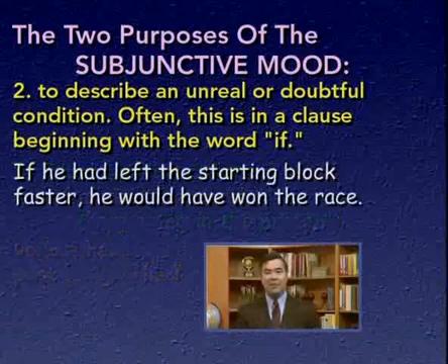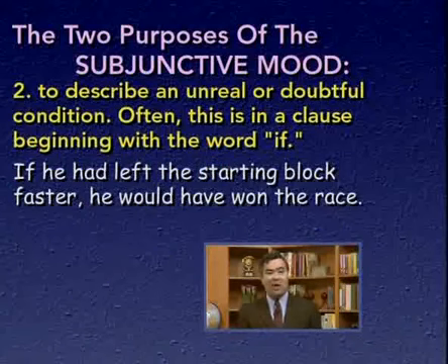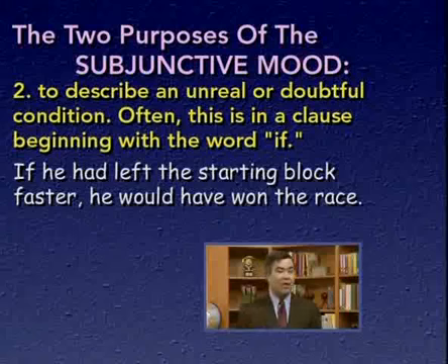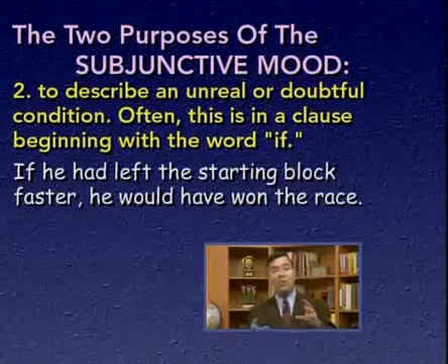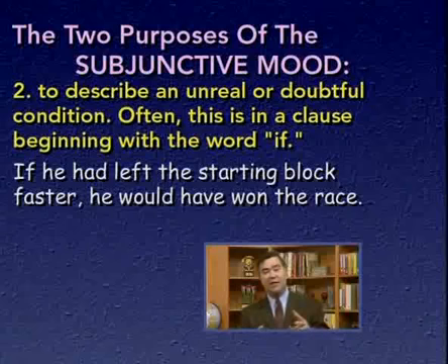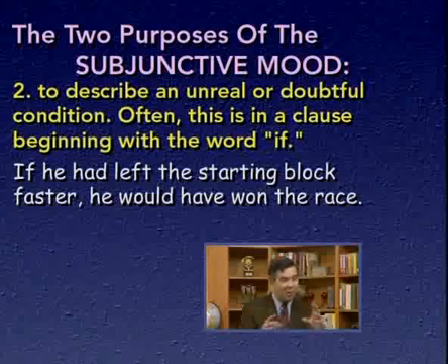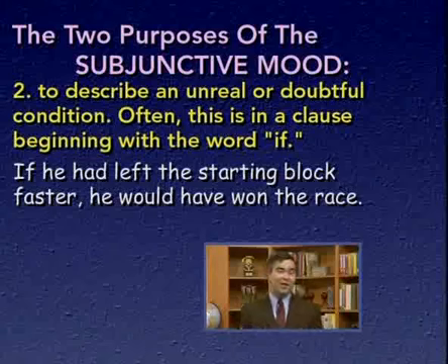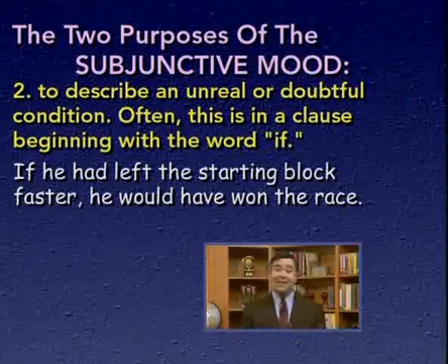Here's another example. If he had left the starting block faster, he would have won the race. Once again, we have two clauses here. The second one describes what would have happened. He would have won the race if he had left the starting block faster. So the second clause describes what would have happened if the first clause had been true. Once again, the first clause is describing an unreal or doubtful condition, something that didn't happen. He didn't leave the starting block faster.